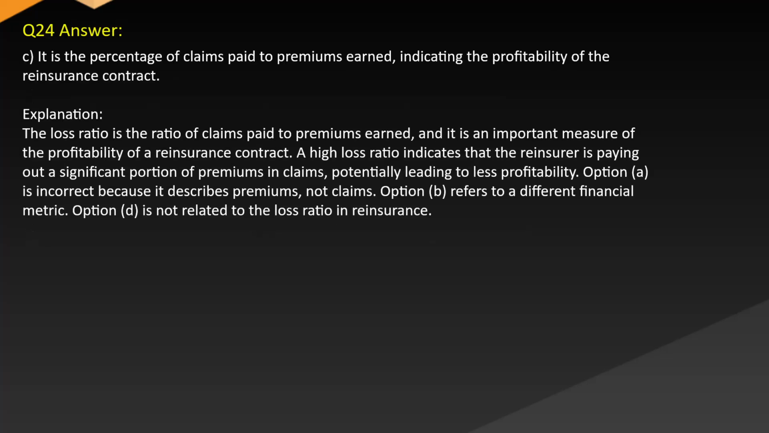Answer: C. It is the percentage of claims paid to premiums earned, indicating the profitability of the reinsurance contract. Explanation: the loss ratio is the ratio of claims paid to premiums earned, and it is an important measure of the profitability of a reinsurance contract. A high loss ratio indicates that the reinsurer is paying out a significant portion of premiums in claims, potentially leading to less profitability. Option A is incorrect because it describes premiums, not claims. Option B refers to a different financial metric. Option D is not related to the loss ratio in reinsurance.